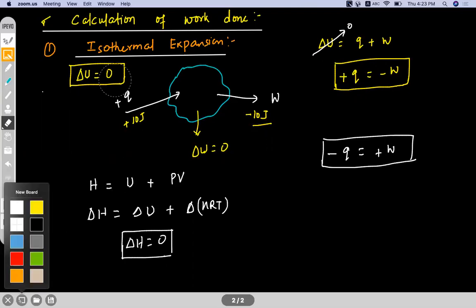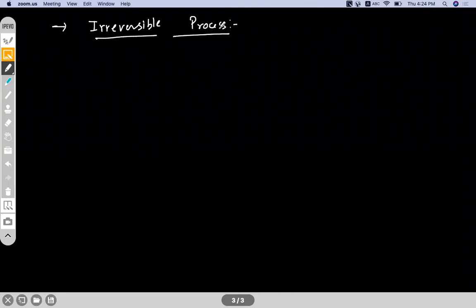Now, because the heading is about work done, how do we calculate work done? We are assuming here an isothermal expansion, and I am assuming an irreversible process. All this discussion is based upon the assumption that we are making. So what does irreversible process mean? Could you tell me? It changes suddenly, constant external pressure, yeah. That's what I wanted to know. Constant external pressure. That's also correct, it changes suddenly.